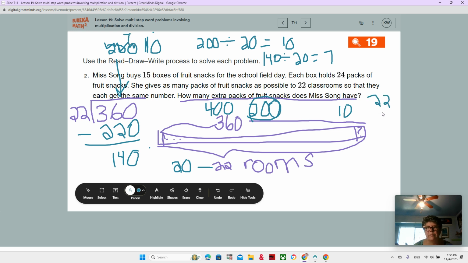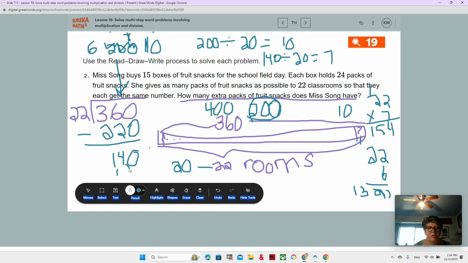7 times 22. 7 times 2, 14. 7 times 2, 14 plus 1 is 15. 154. Too big, right? So let's try 6. 22 times 6. 6 times 2 is 12. Oh, come on. And 6 times 2 is 12 plus 1 is 13. That's 132. So not 7. Sorry that my eraser does not work, but 6.